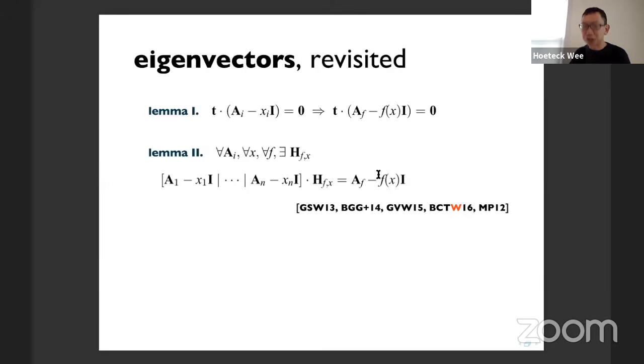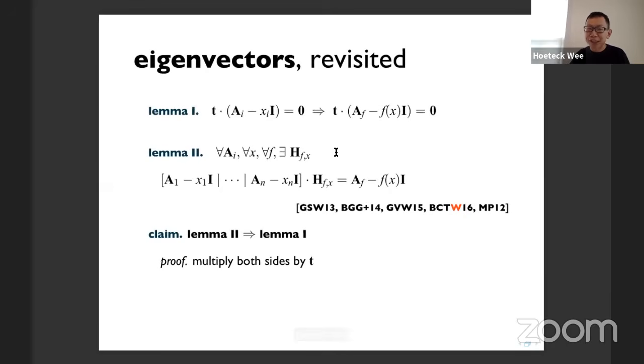Okay, this I claim is the correct generalization of lemma 1. Let me first convince you that lemma 2 is indeed a generalization of lemma 1. So let me first convince you that lemma 2 does imply lemma 1. Proof: just multiply both sides by t. If you multiply both sides, I'm going to prove that lemma 2 implies lemma 1.